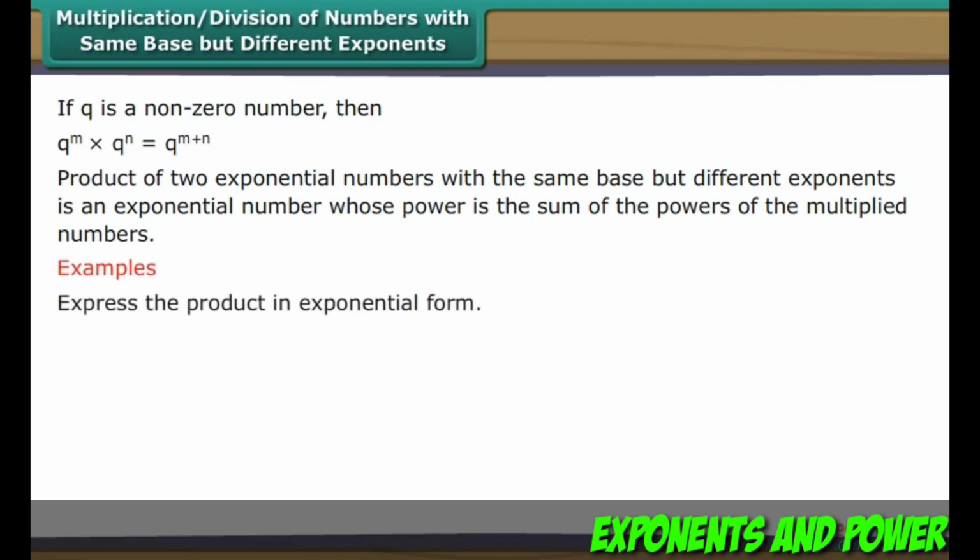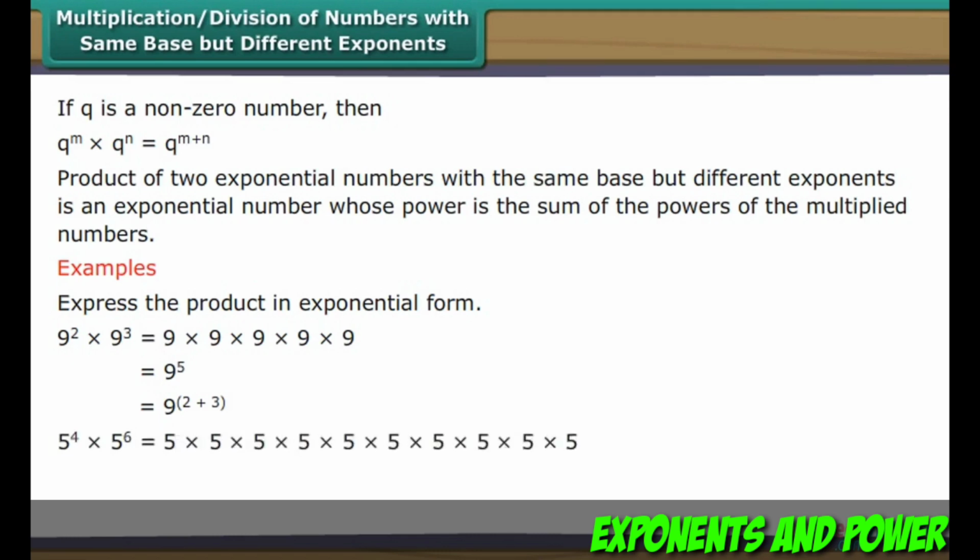Express the product in exponential form. 9 square into 9 raised to the power 3 is equal to 9 into 9 into 9 into 9 into 9, which equals 9 raised to the power 5 equals 9 raised to the power 2 plus 3. 5 raised to the power 4 into 5 raised to the power 6 is equal to 5 into 5 into 5 into 5 into 5 into 5 into 5 into 5 into 5 into 5, which equals 5 raised to the power 10, which is equal to 5 raised to the power 4 plus 6.